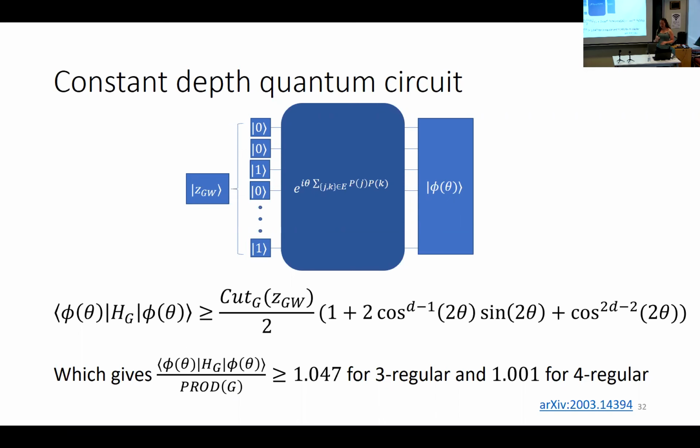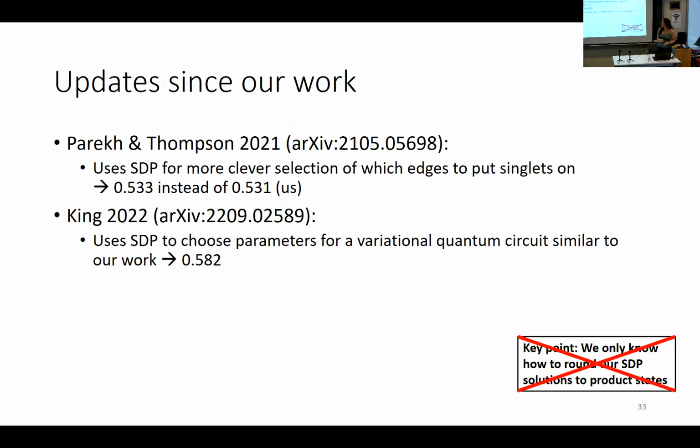Okay, so what's happened since then? So I was lying to you again. In fact, people have found a way to round their SDPs to product states, or to entangled states, sorry. So Korek and Thompson had this really cool result where, whereas we used just the max weight edge to put our singlet states for our 1 and 2 qubit entangled states, what they did was they used an SDP to decide where to put their singlet states. And so that's a really cool idea, but unfortunately, it doesn't get us very much farther. They got 0.53 instead of 0.51, or 0.33 instead of 0.531. So it's only a little bit better, but it's a cool idea.